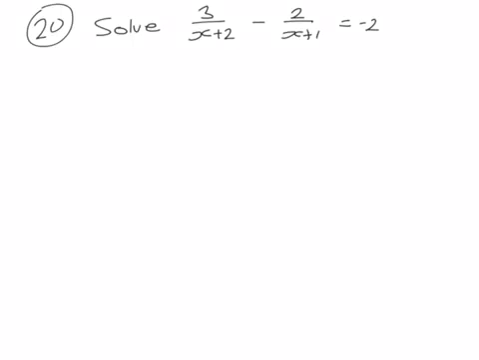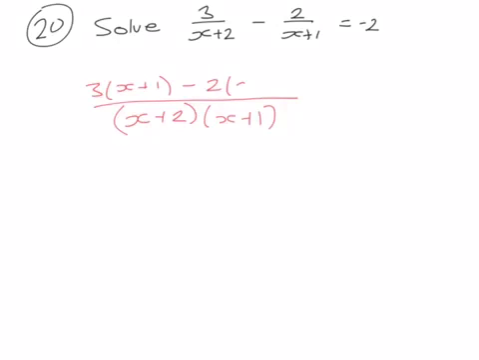Since there isn't an obvious one to choose, like there would be if we were working with numbers, we're just going to multiply the two bottom lines together to create our common denominator. So we'll have x plus 2 upon x plus 1. Then on our top line we'll have 3 upon x plus 1 minus 2 upon x plus 2, and then that's equal to our minus 2.